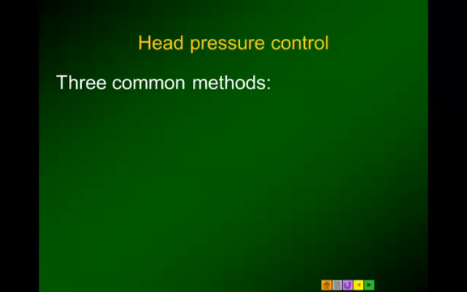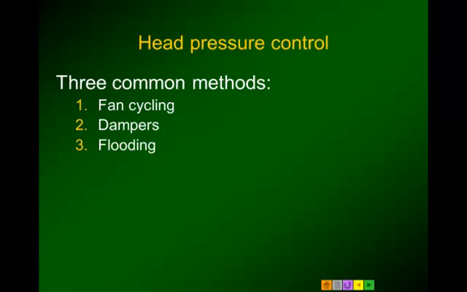There are three common methods. One is to turn the fans on and off. The second method is to use dampers, and we're going to look at that, to limit the amount of air getting on the condenser. And a third one would be to actually flood the condenser so that there is less space in that condenser for effective removal of heat.